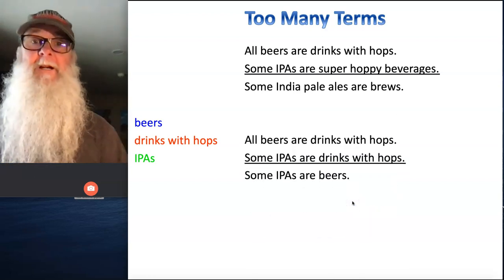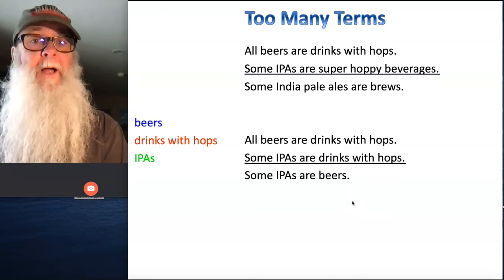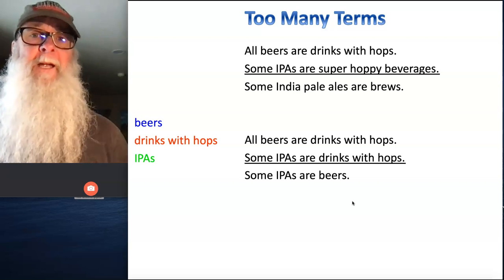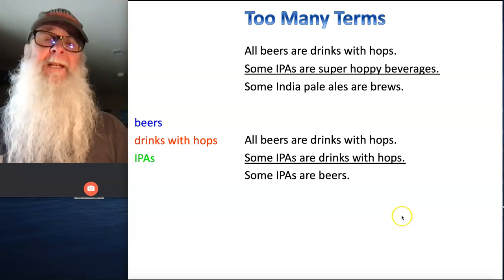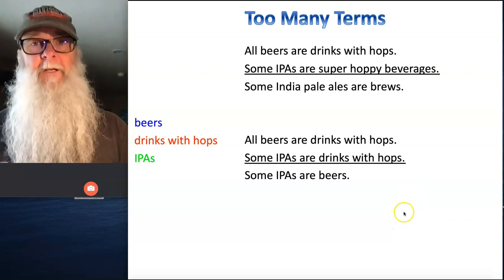And then we rewrite the argument. All beers are drinks with hops. Some IPAs are drinks with hops. Therefore, some IPAs are beers. All right. So the first strategy when having to reduce the number of terms in a given categorical syllogism is to look for synonyms.